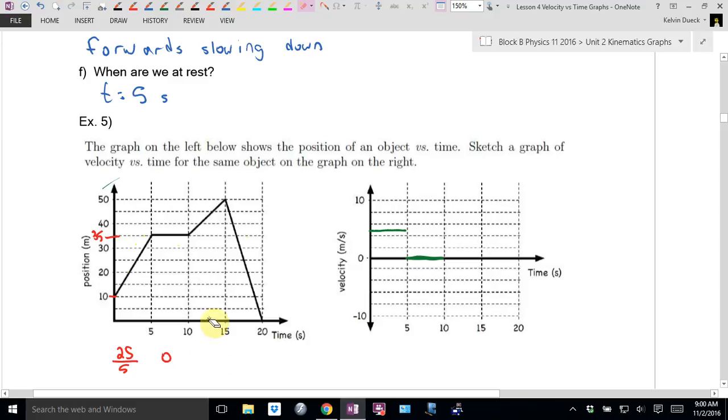How fast? How high? 50. 35. 50. 15 over 5. Brisa, that's your cue. 3. So 3 meters per second is going to show up as the height here. And I guess that would be halfway between 2 and 4, yes?